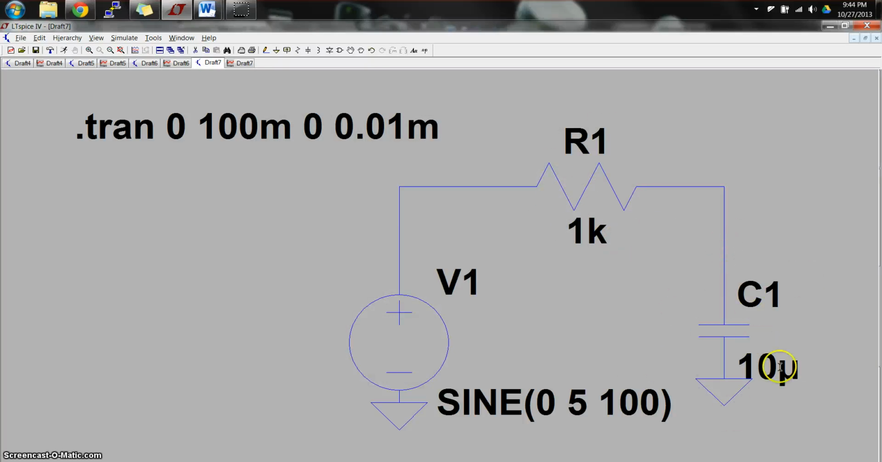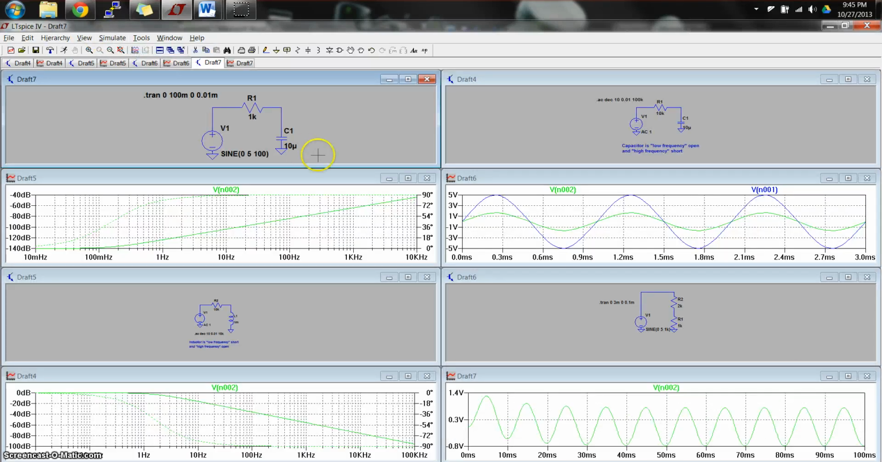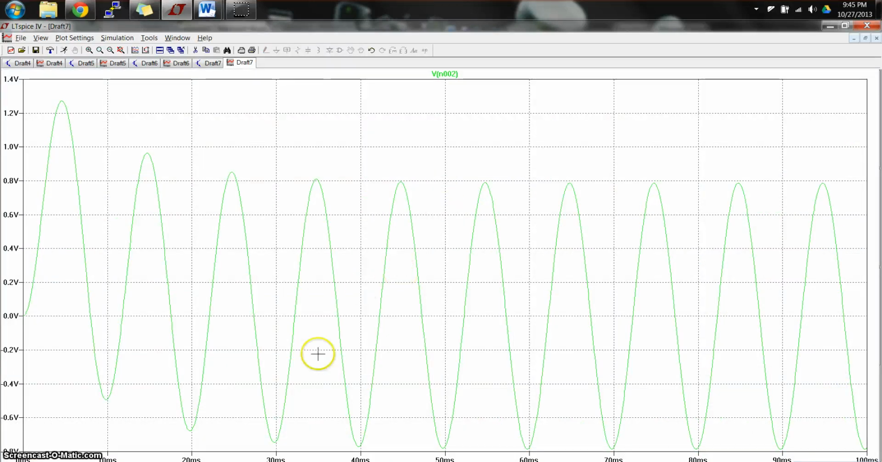And capacitor I set to 10 microfarads here. So I'm going to click simulate and run, and then I want to know the voltage across the capacitor. And that is down here. Okay, so here's the voltage across the capacitor. You can see it actually is falling, and this is part of that capacitors are not instantaneous.